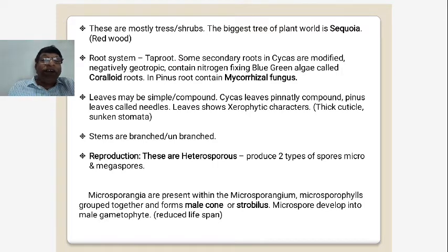What are needles? Needles are nothing but the leaves of Pinus. The leaves of Cycas and Pinus exhibit xerophytic characters. For example, the cuticle present above the epidermis is thick. The stomata are found in cavities, which we call sunken stomata. These are the xerophytic characters of Cycas and Pinus.